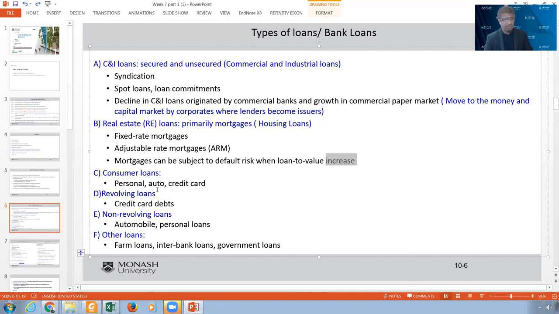We have also what you call consumer loans. And this, we know it. We talk about any personal loans, like credit cards, like auto loans, which is automobile loans, and other personal loans.